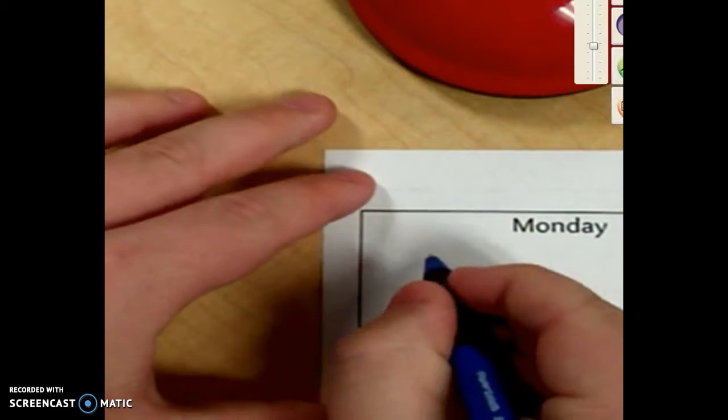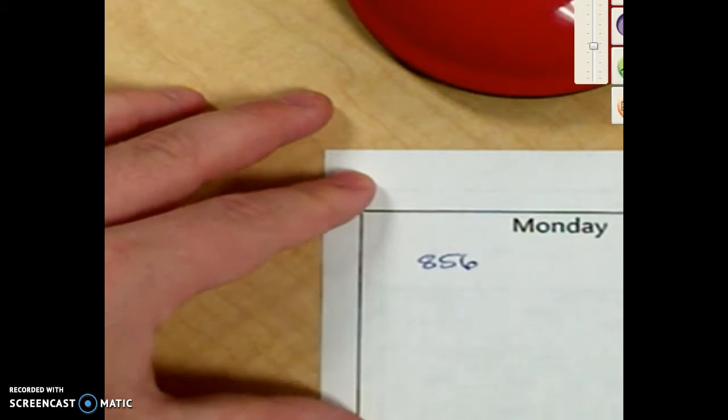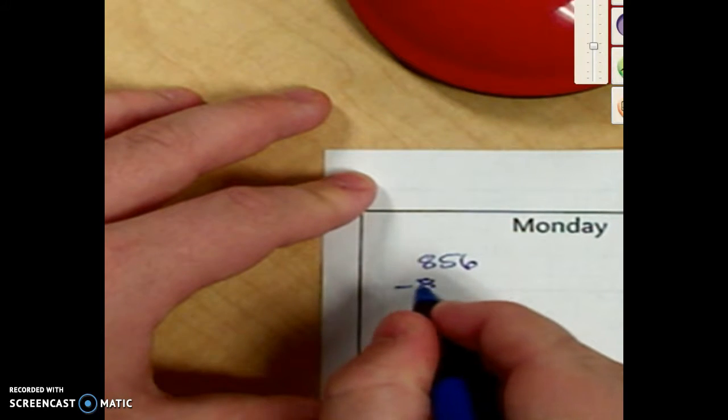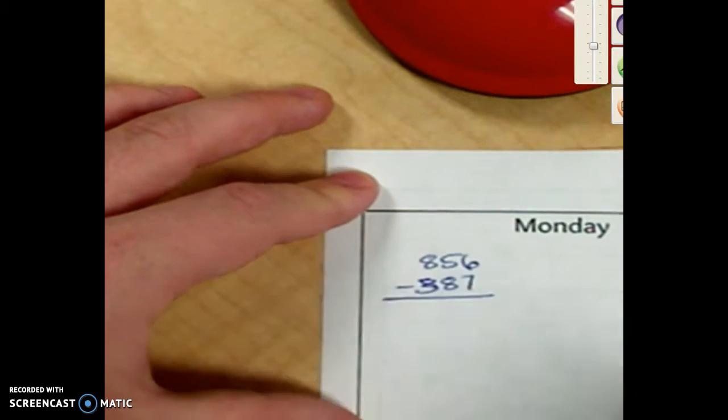Let me just double check. 856, and I'm going to subtract it by 387. Alright, so we get to use the standard algorithm in 4th grade.